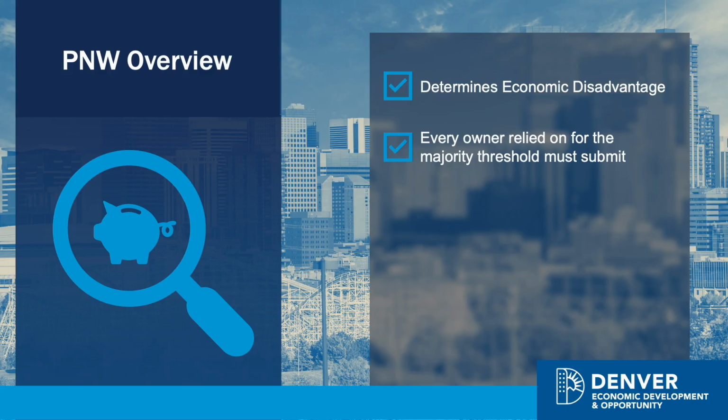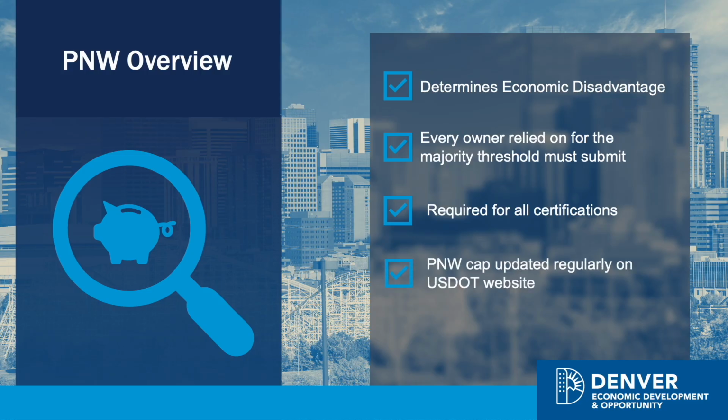The PNW cap is the same for all city certification programs, as well as for the federal DBE and ACDBE programs. This amount is set by the U.S. Department of Transportation, or USDOT, and they adjust it every 3 years. You can access the latest PNW cap on the USDOT website, along with any updates to the regulations. These regulations enable the USDOT to adjust the PNW cap as needed to align with the evolving economic landscape.